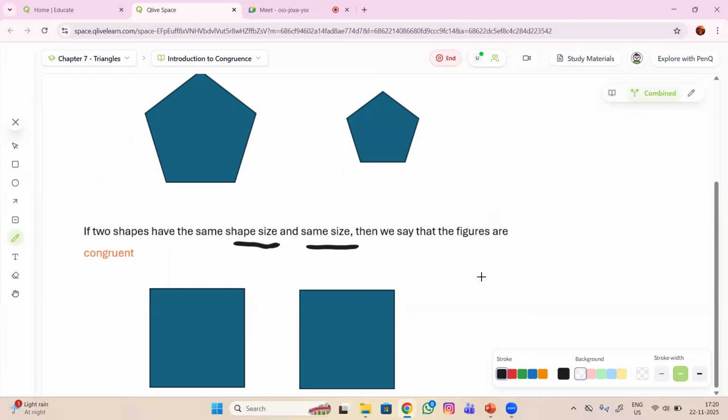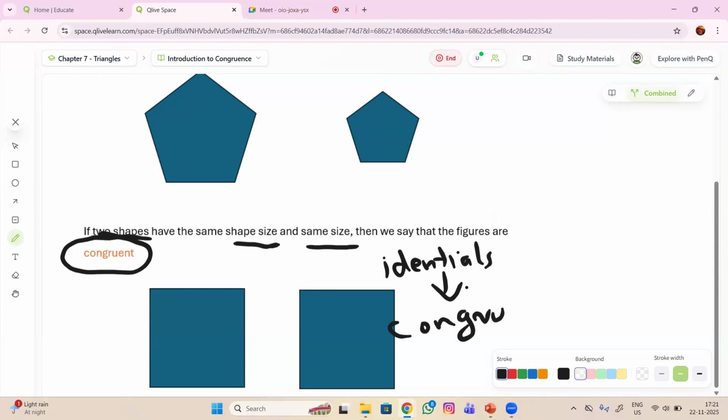In the higher classes, the term identical is the old version. The new term for identical is congruent. What is the name? Congruent. If any two geometric figures are said to be identical, then we can say they are congruent. They are congruent to each other. So instead of identical, we can use the term congruent.